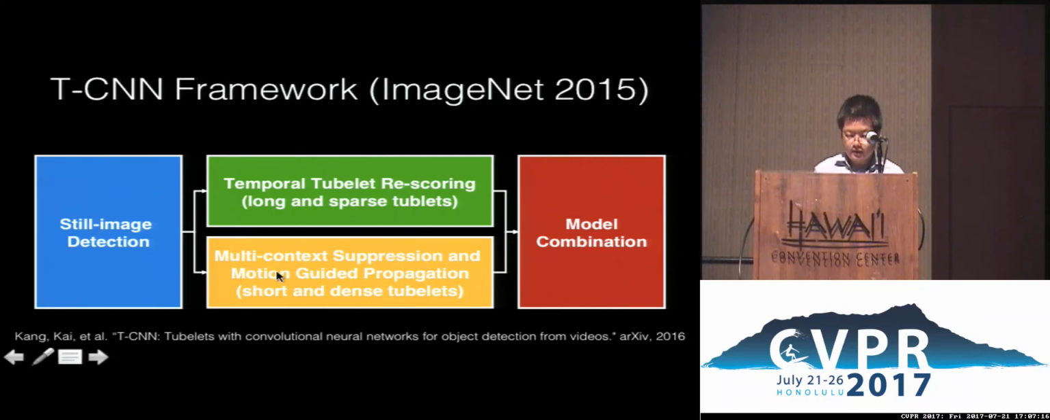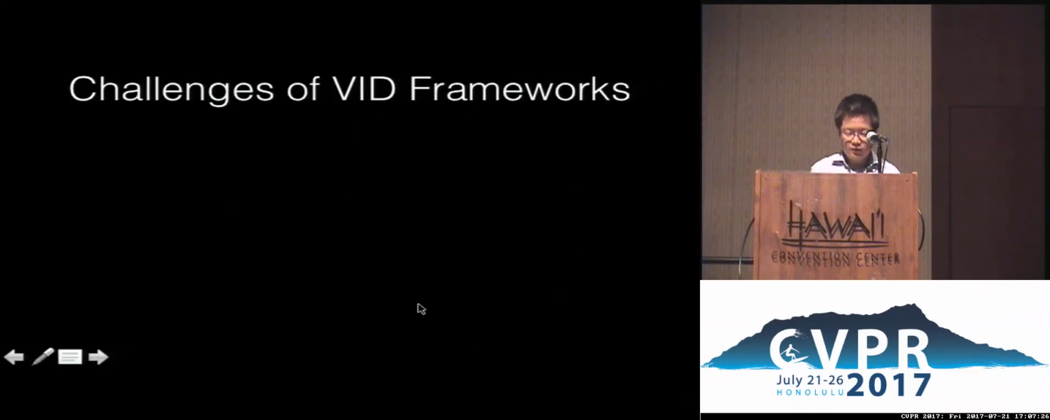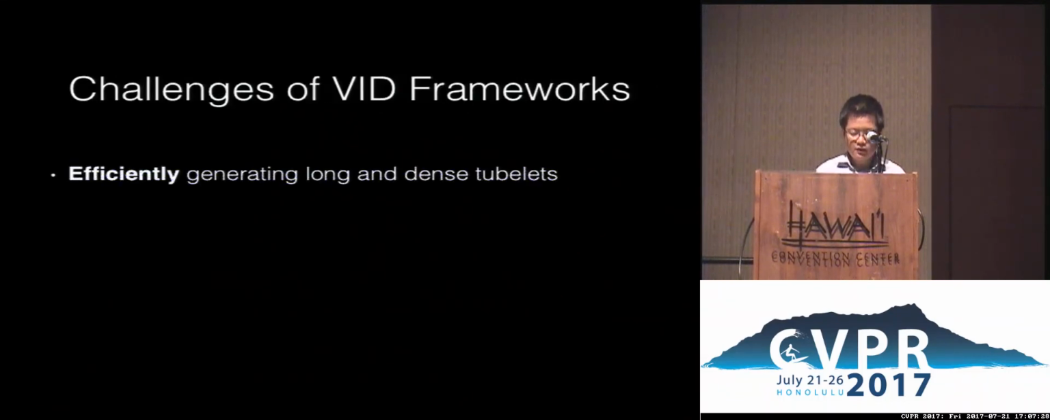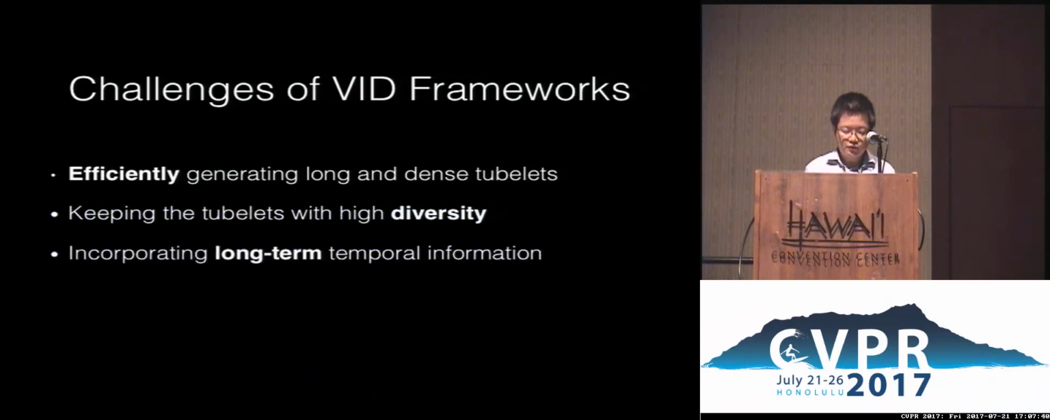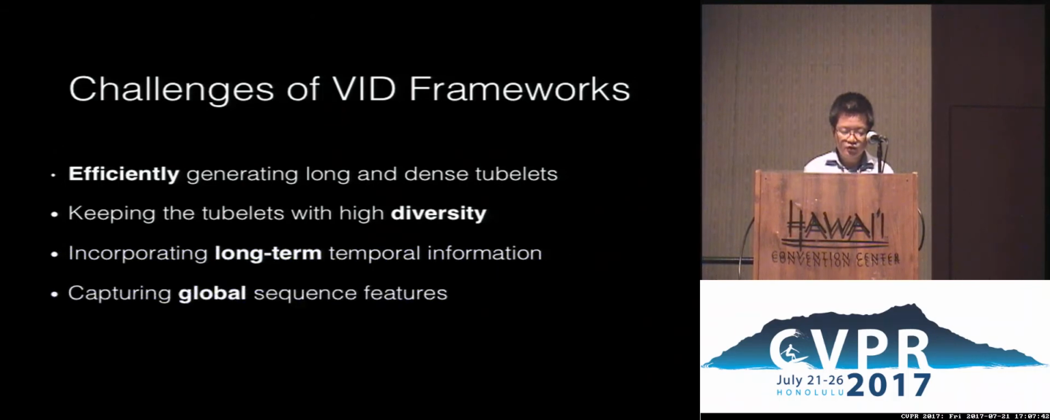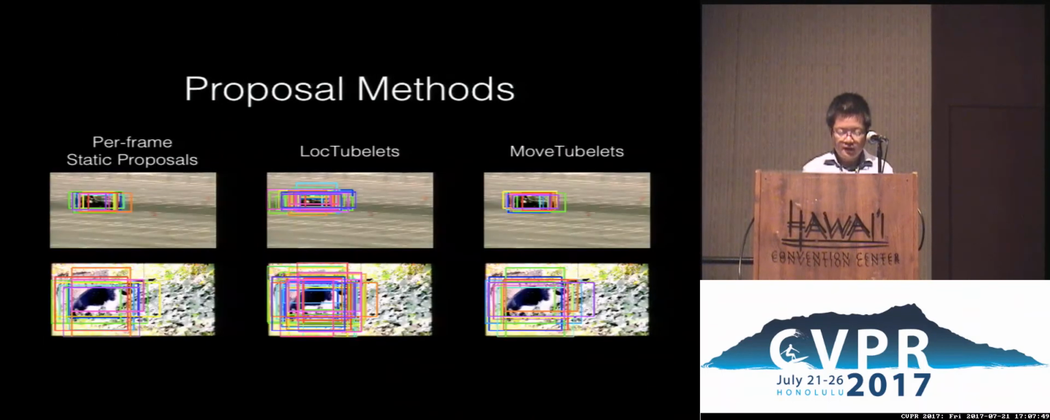And the other one is we use the optical flow to do the propagation, and we get many short and dense tubelets. So we want to improve this. We hope that we can get some long and dense tubelets quite efficiently. And we also want to keep these tubelets with a high diversity, and to incorporate long-term temporal information, and to capture global sequence features. So this is the goal here.